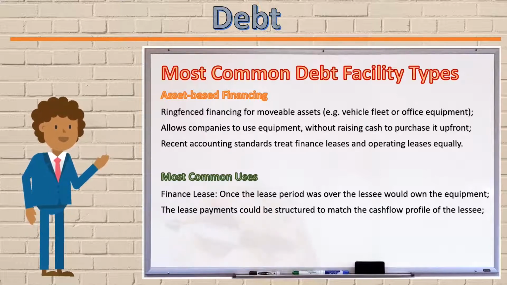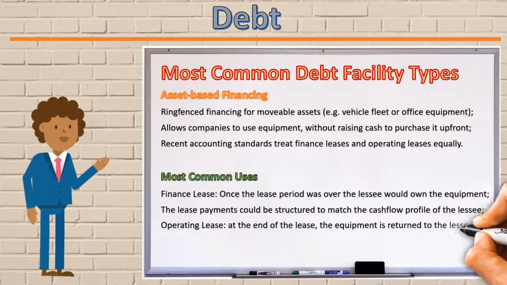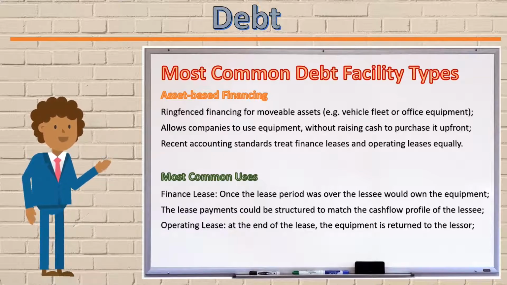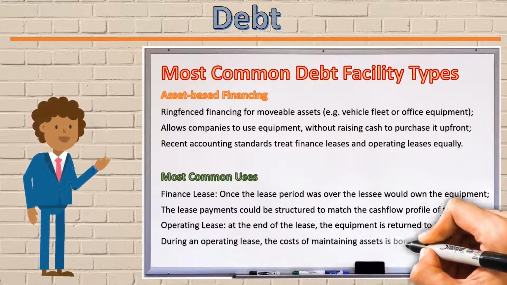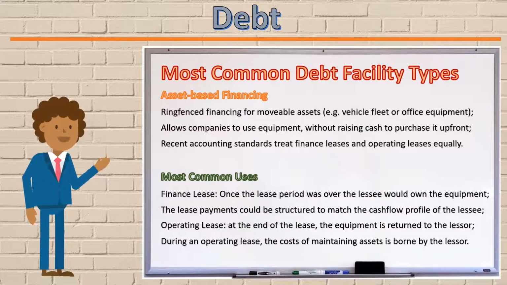For an operating lease, the lessee would pay the lessor for the use of the equipment. However, at the end of the lease period, the equipment would be returned to the lessor. During an operating lease, the lessee would usually be able to upgrade or replace the equipment leased from time to time, thus always keeping up to date with the latest and newest technology available. This is usually the case for leases involving electronic and office equipment.